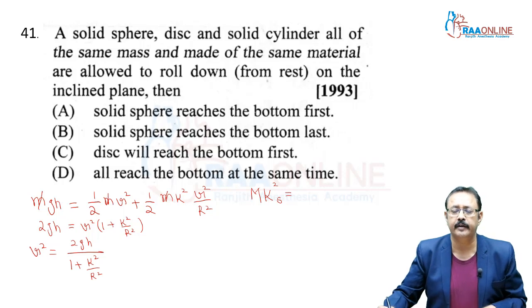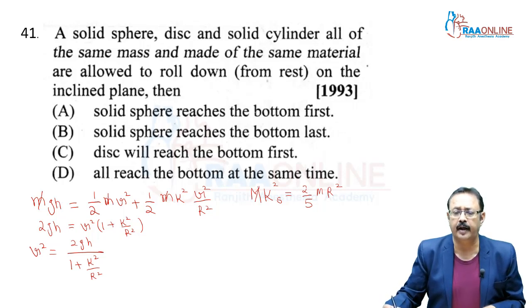What is solid sphere? Moment of inertia for solid sphere is 2 by 5 m r square. Cancel m with m. So what is k? We will calculate this k square by r square. Ks square by r square is 0.4.